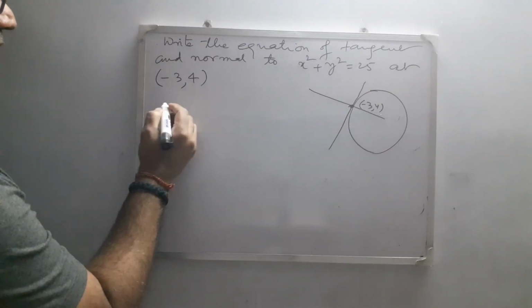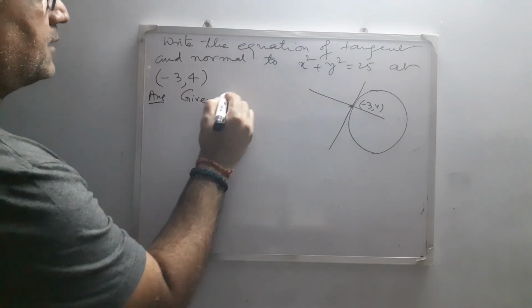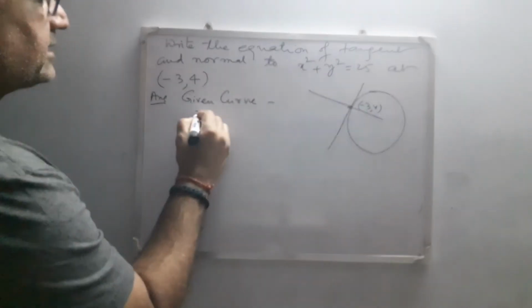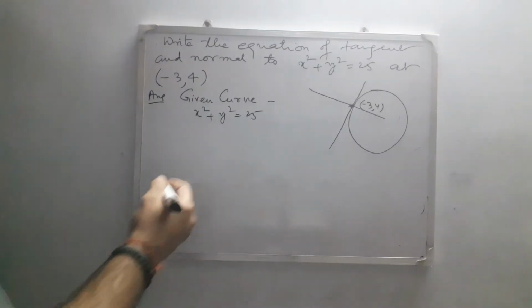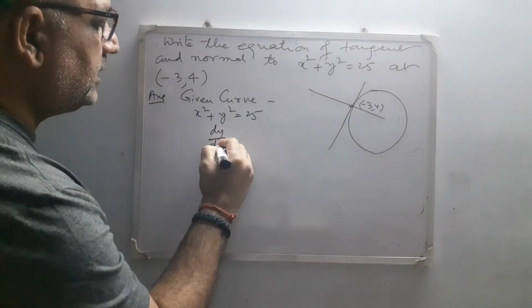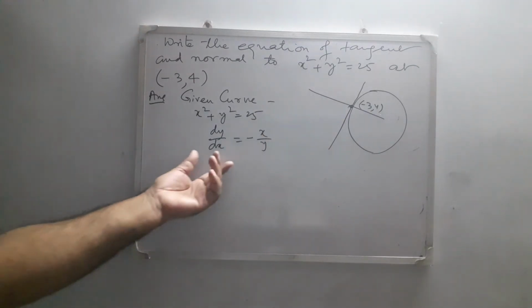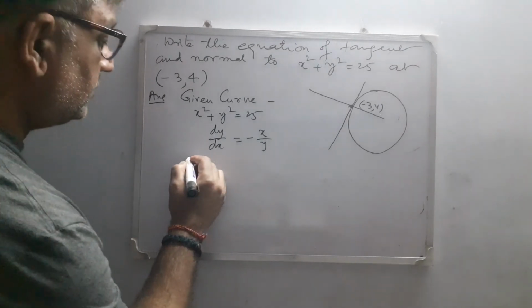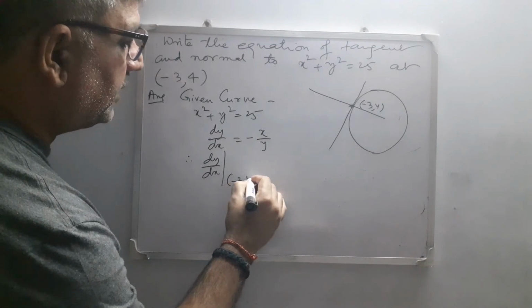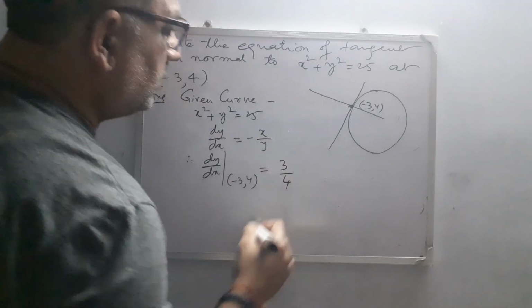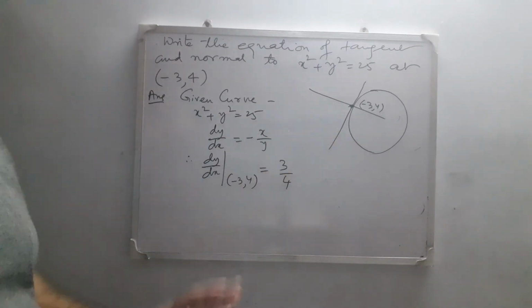Now we have to start with the given curve, that is x² + y² = 25. Now you can differentiate it. You will get dy/dx = -x/y. You can easily understand why dy/dx is equal to this value. Therefore dy/dx at (-3, 4) will be 3/4, because in the place of x put -3, in the place of y put 4. So it becomes 3/4.